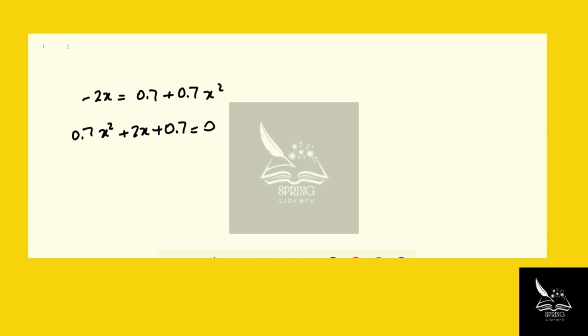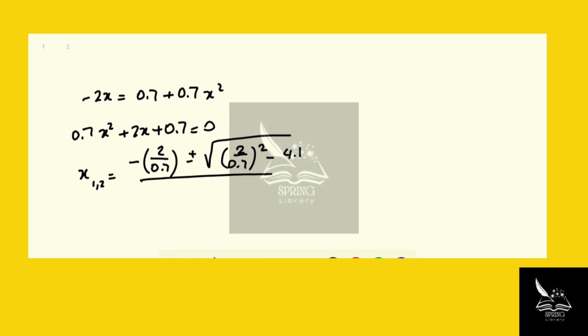Again, this is a quadratic equation, so we're going to use the quadratic formula in order to solve this equation for x. We're going to have two solutions, right? Negative 2 over 0.7 plus or minus square root of (2 over 0.7) squared minus 4 times 1 over 2 times 1. So you're going to have two roots out of this. x1 equals negative 2.45, and x2 is going to be equal to negative 0.408.